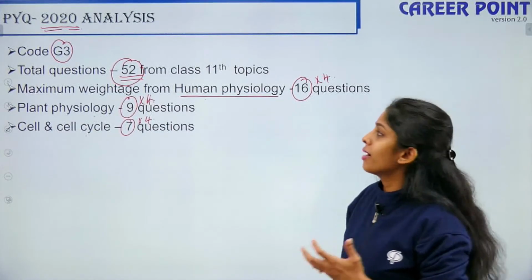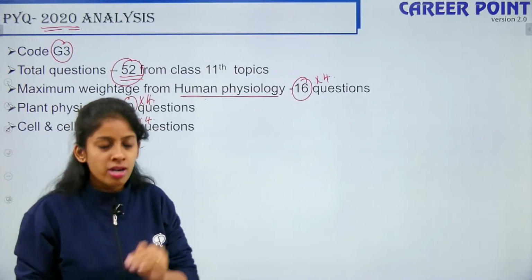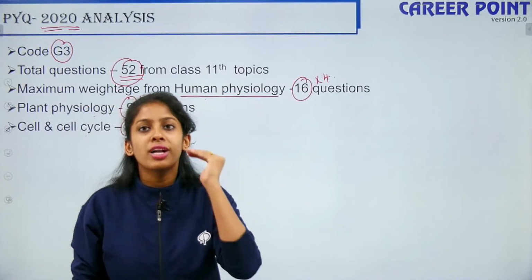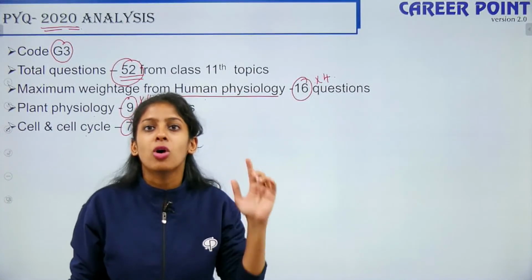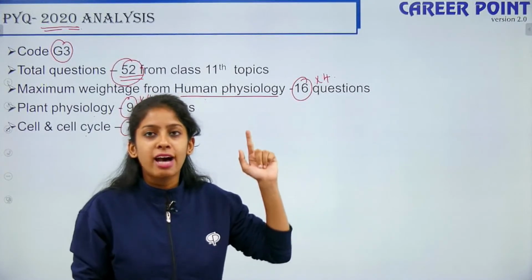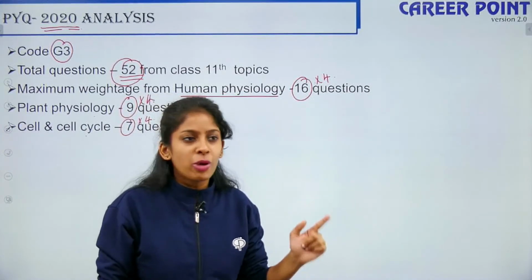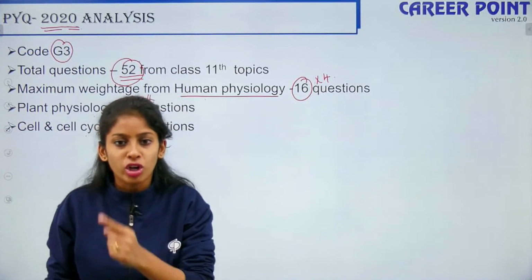So what's meant by the code G3? In NEET you have a lot of question papers, and all the question papers do not have the same order of questions. The questions are the same, but the order of questions will be shuffled. For example, if I say I have G1 with me, then question 1 in G1 will not be the same question in G2 or G3.